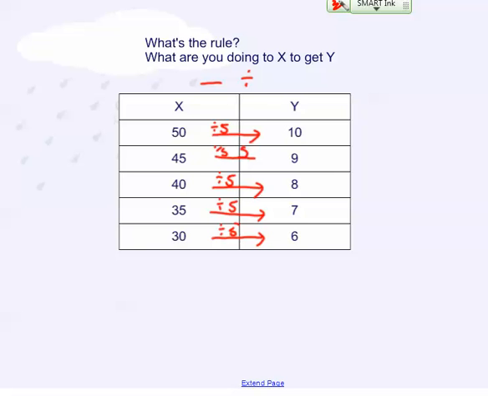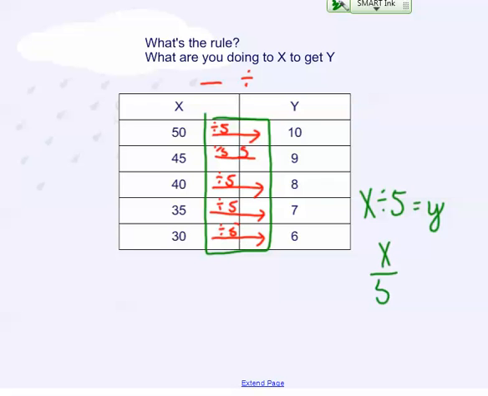50 divided by 5 is 10, that works. 45 divided by 5 is 9, that works. 40 divided by 5 is 8. 35 divided by 5 is 7. 30 divided by 5 is 6. So this is what I'm doing to every single x value. If you notice, they're all the same, and they have to be. Whatever you do to an x, no matter where it's at, it has to give you the same answer. So my formula here, my rule, is x divided by 5 equals y, or x over 5 equals y.